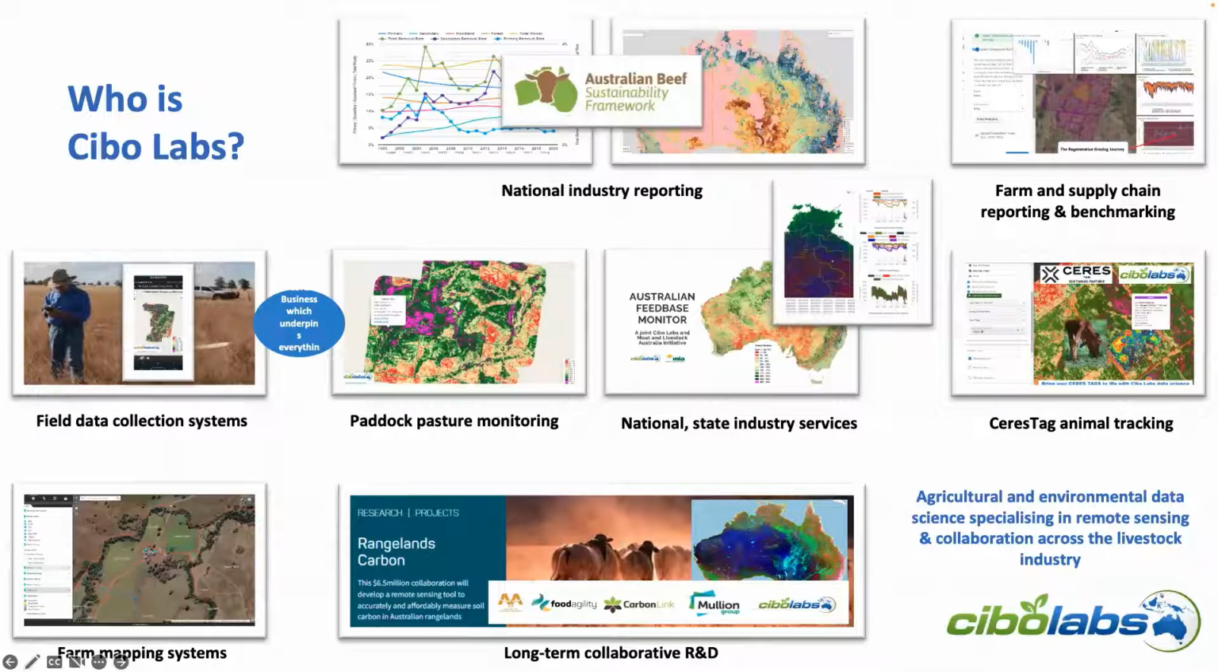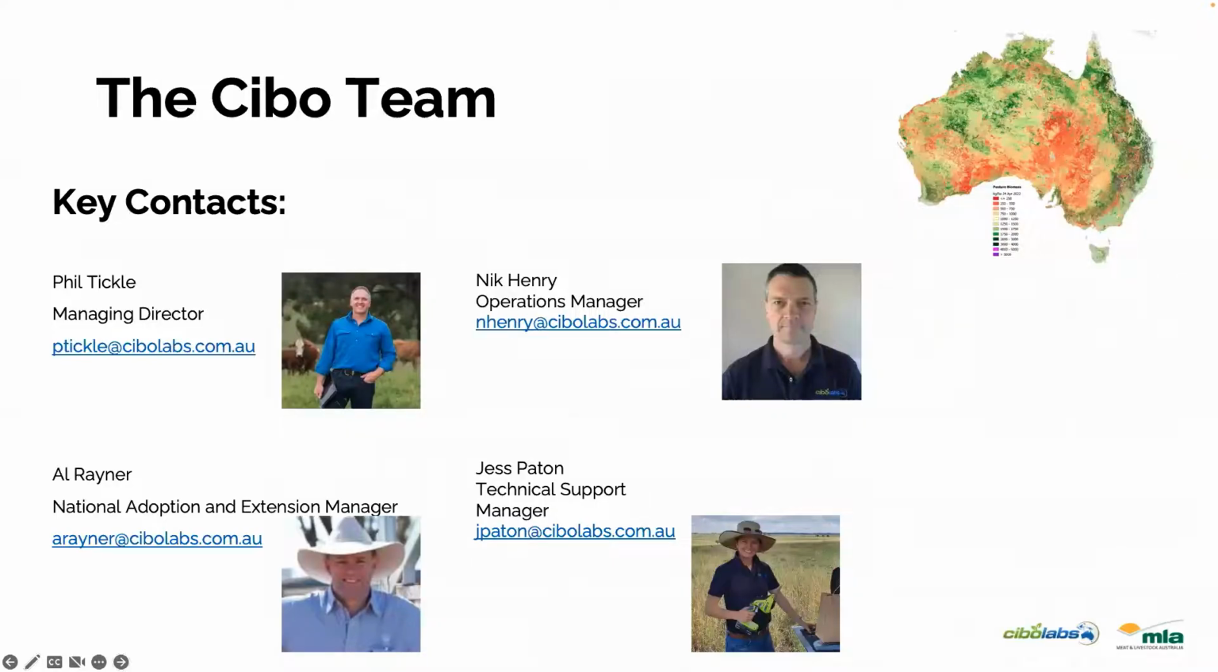So it's a very exciting world at the moment, and it's great to be part of what we're doing. So Cibo was founded, as I said, by Phil Tickle and Peter Scarf, and we have offices pretty much across the country now. The key members of our team, obviously Phil, Nick Henry, some of you may remember or have met Nick. He's our operations manager based in New South Wales in Canowindra. And Jess Payton, who is our technical support manager, she's based in Roma. And then I'm based down in New South Wales in the Illawarra.